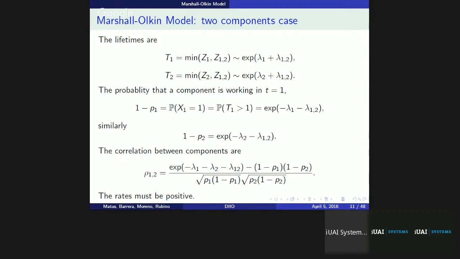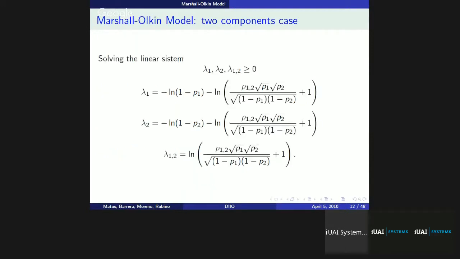For the case of two components, we can obtain one equation for each marginal probability of failure and one equation for the correlation. At this moment, we have three equations and one condition that the rates must be positive. And we have that system. That system is the calibration of the Marshall-Olkin model with two components.